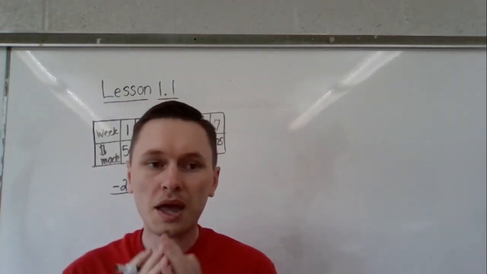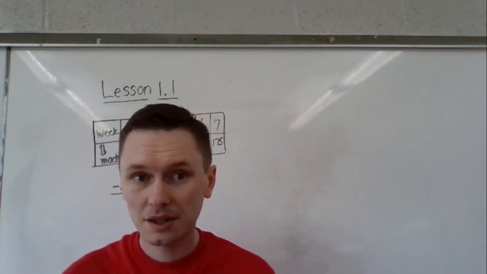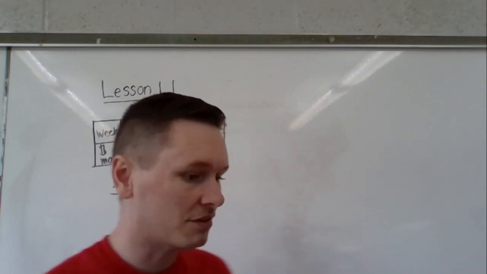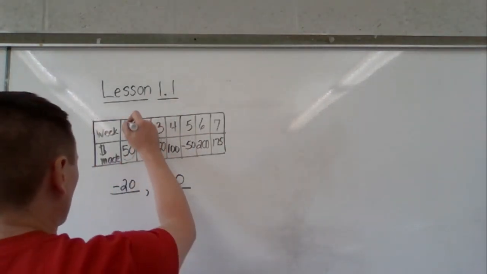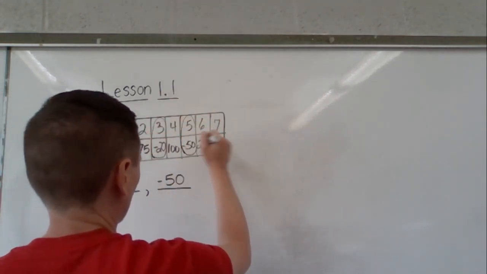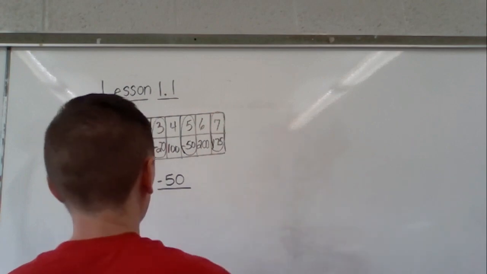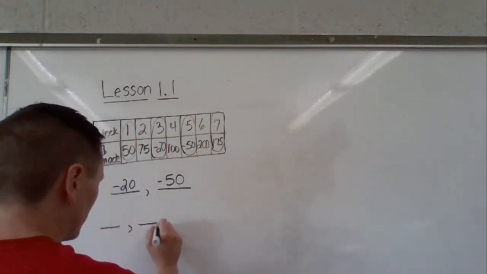All right, now we want to look at what are the opposite numbers for the money made in weeks 1, 3, 5, and 7. We have to look at weeks 1, 3, 5, and 7. And we want to write the opposites. So we have 4 numbers.